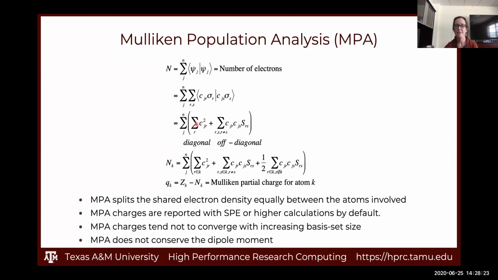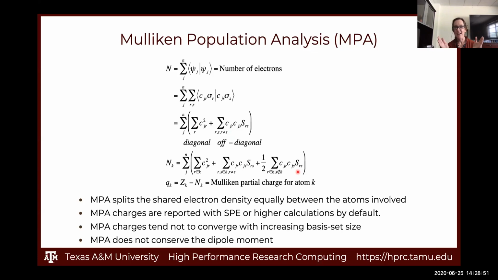So we assign this to the individual atom that it's on, and then the off-diagonal terms are basically just split in half. So anything that's off-diagonal, where you have the basis functions on different atoms, it assigns half of it to one and half to the other. Okay. So it's a simple scheme, easy to calculate, very fast. You get it with any quantum calculation that you do that has electrons, okay?